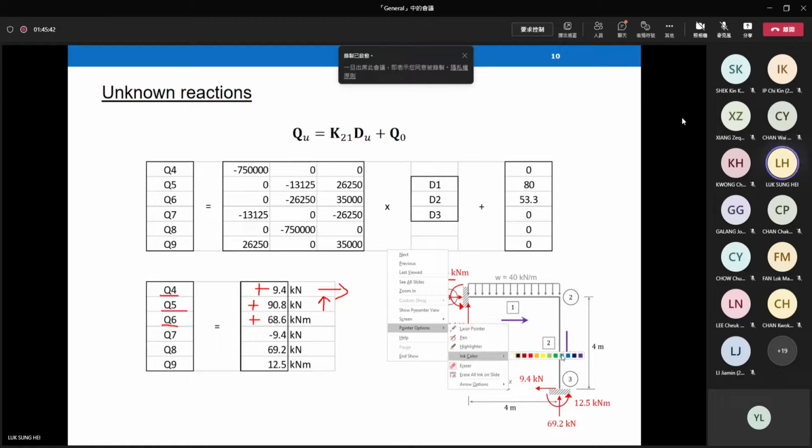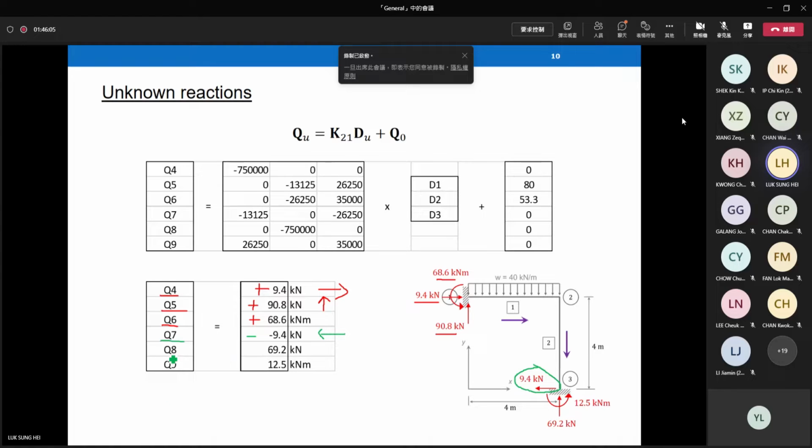Maybe I use blue, I use green. Q7 is negative values. Negative value is pointing to the left hand side. This one. So be careful about the positive and negative design. It shows you the orientations.